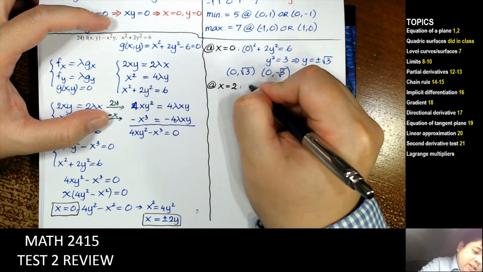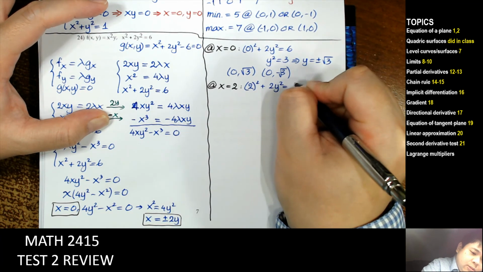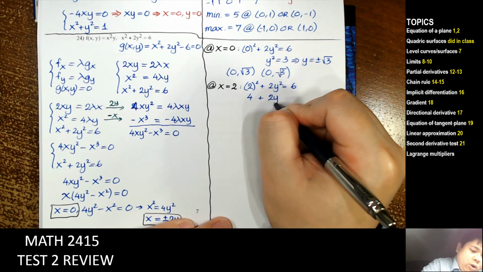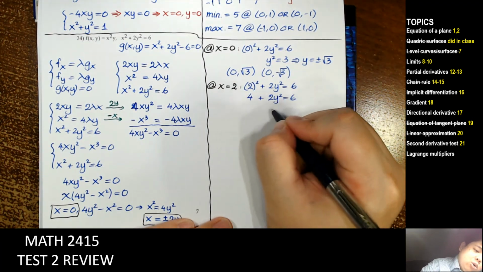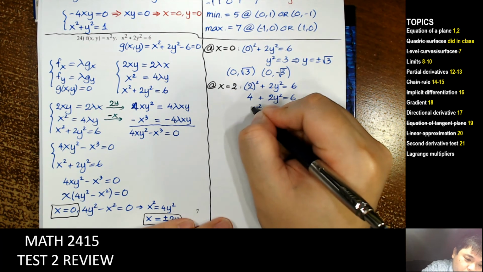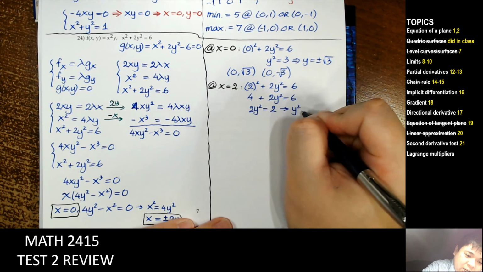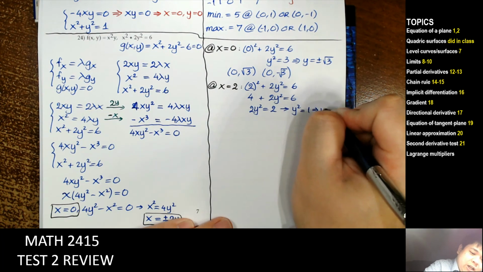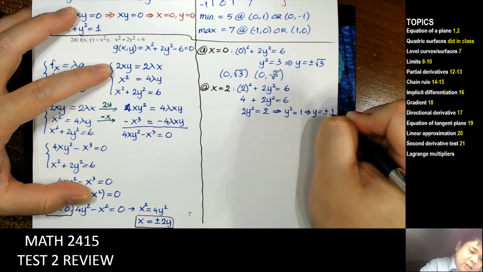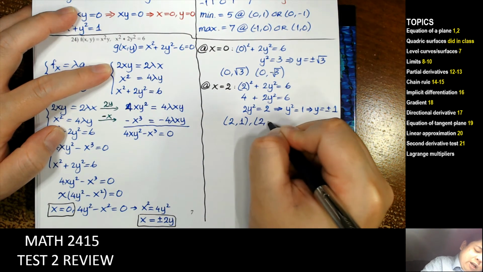Put 2 in for x. That is 4 plus 2y squared is 6. So 2y squared is 2. So y squared is equal to 1. So y is plus or minus 1. So we have the points 2 and 1, 2 and negative 1.